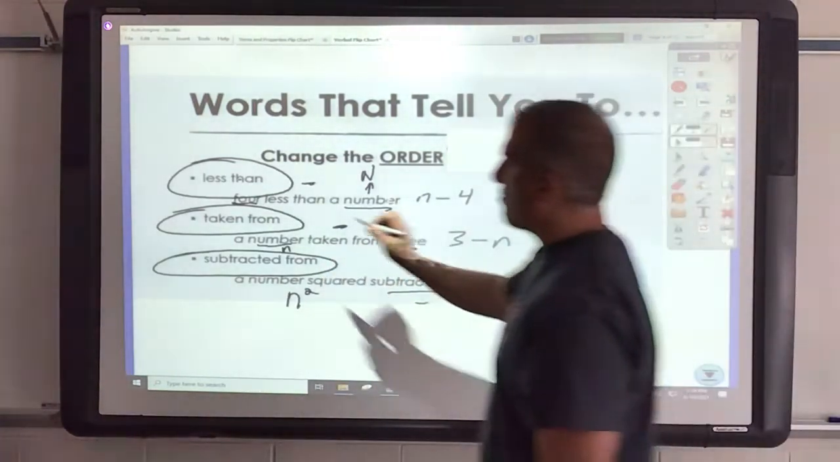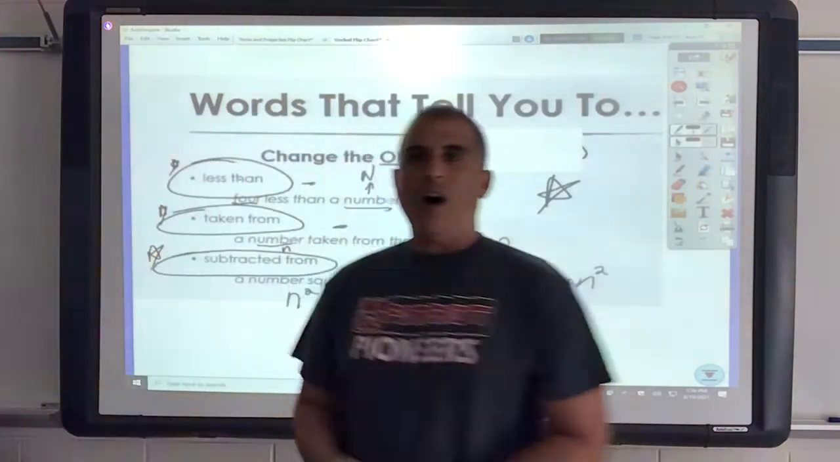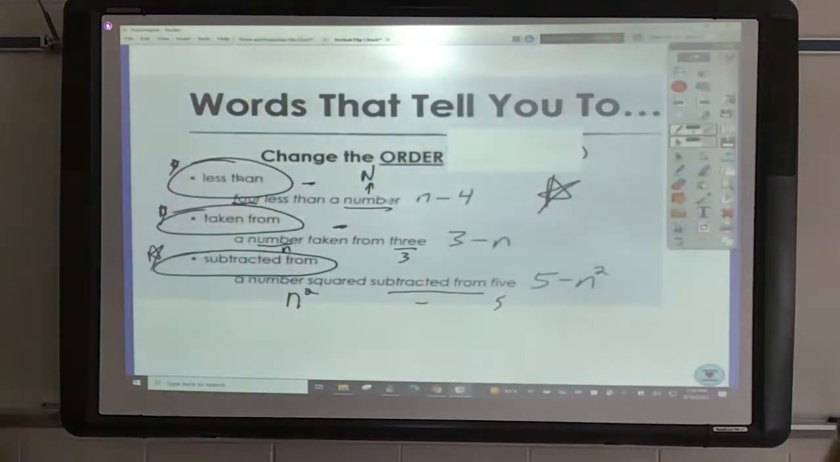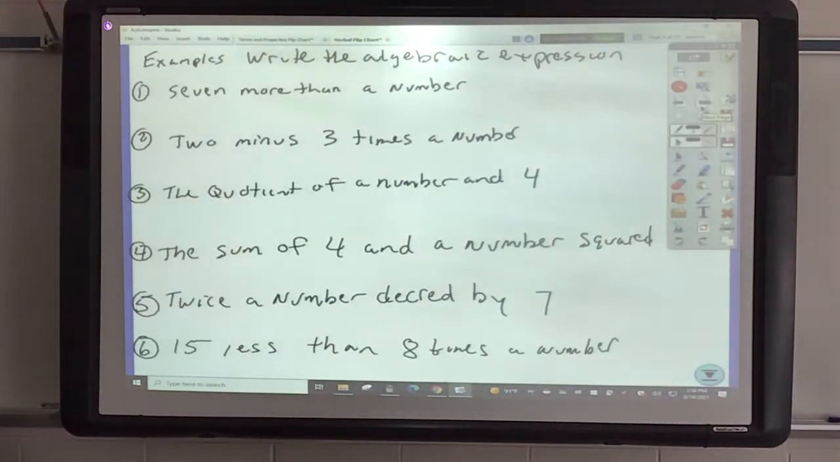So put these on your radar, write these on your paper. These are vital. These are the ones that, honestly, students make the most mistakes on. Okay? All right? Now, let's talk about writing some of these very simple ones.